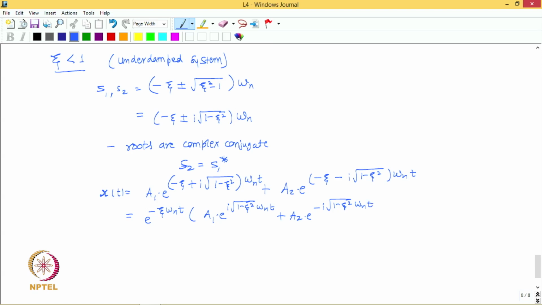Now I can use Euler's identity, which says that e to the power plus minus i theta is equal to cos theta plus minus i sin theta. If I use that Euler's identity, then I can simplify this equation, so let us write the simplified equation.